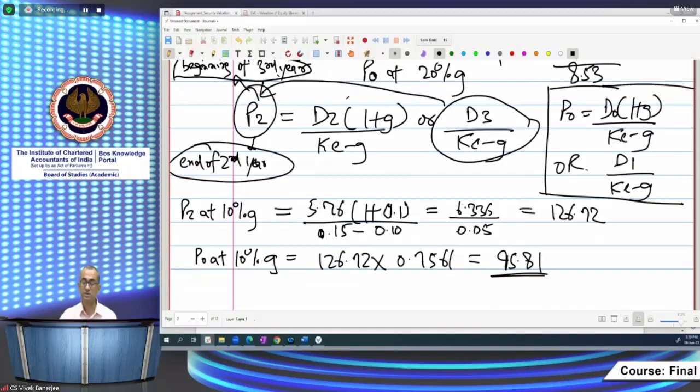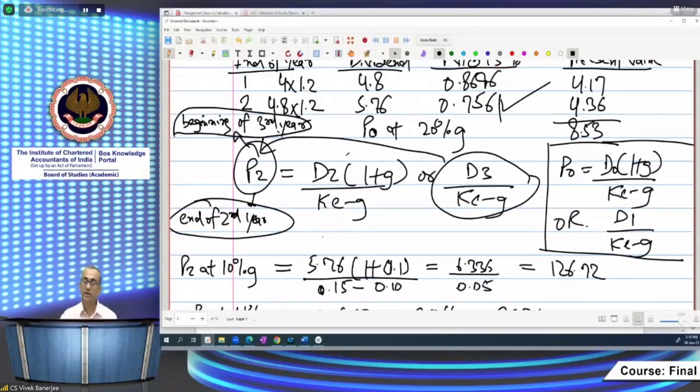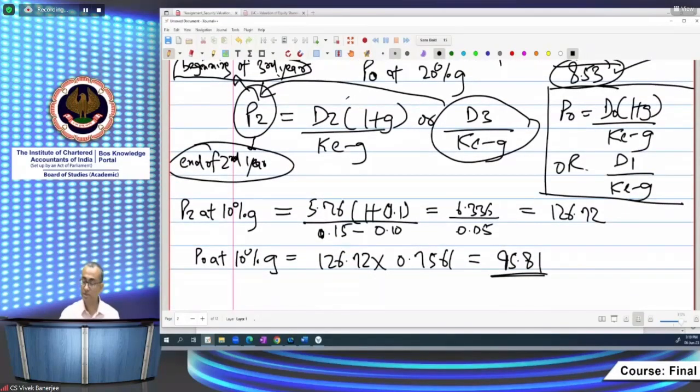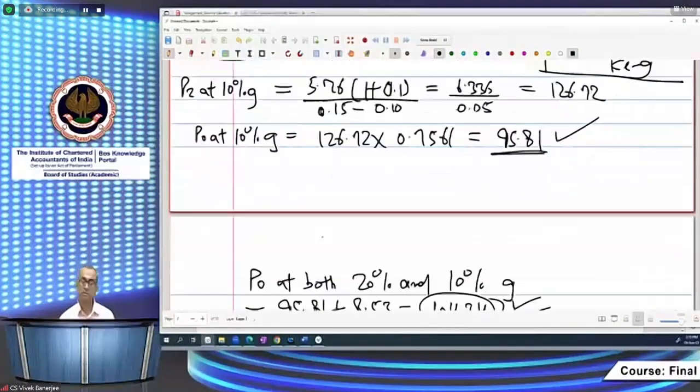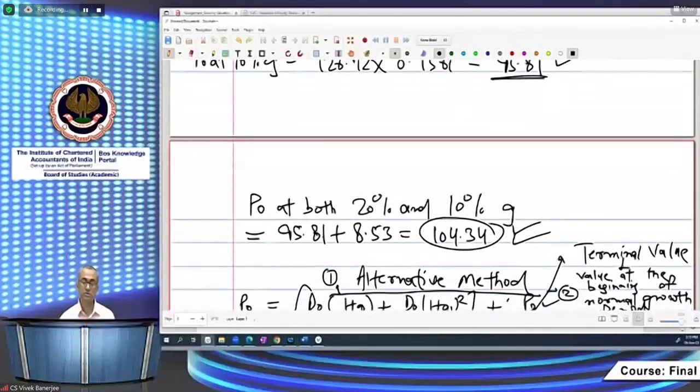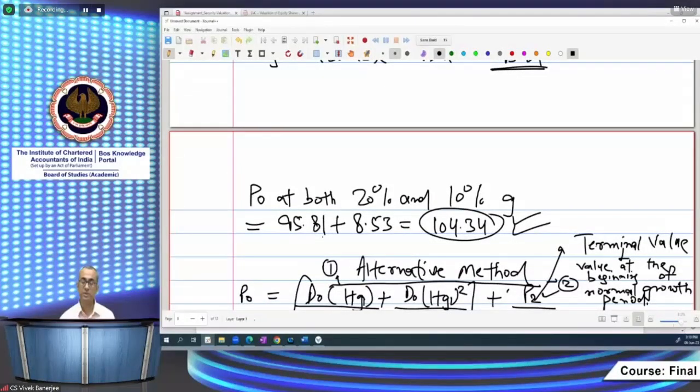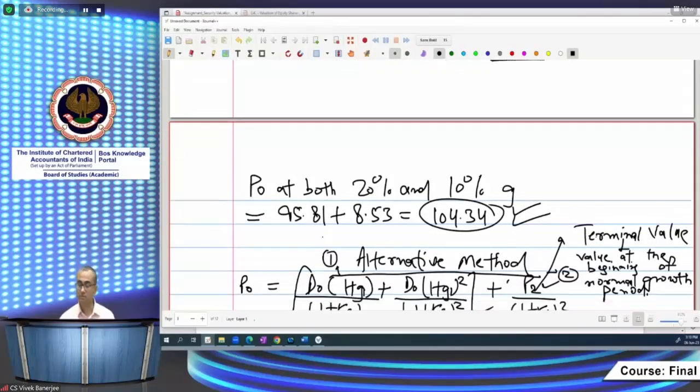The answer came is 95.8. Now we have got this PV factor at P0, present value at 10% growth rate 8.53, and present value at 20% growth rate, present value at 10% growth rate. We will add the present value of both these figures to arrive at the final present value. So it will be 95.81 plus 8.53, which is 100.34.